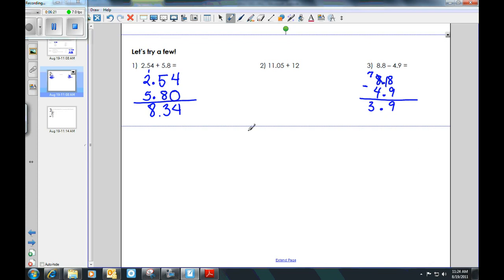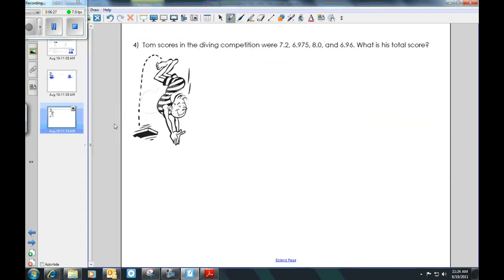Okay, finally, we are going to look at the word problem. Now, number 2 you're doing on your own. We're going to do number 4 word problem together, and then you can complete the rest on your own. So on number 4, Tom's scores in the diving competition were 7 and 2 tenths, 6 and 975 thousandths, 8 and 0 tenths, and 6 and 96 hundredths. What is his total score?